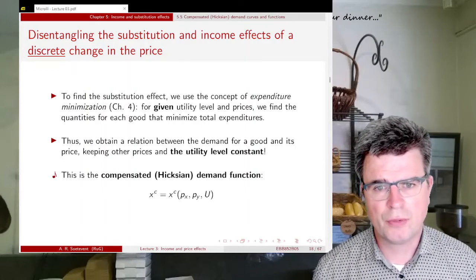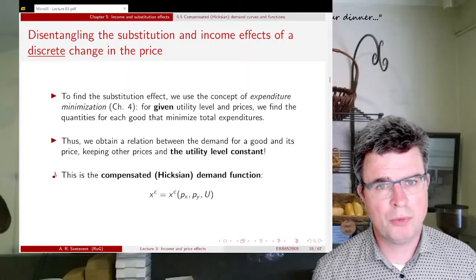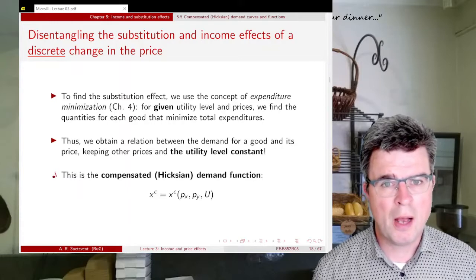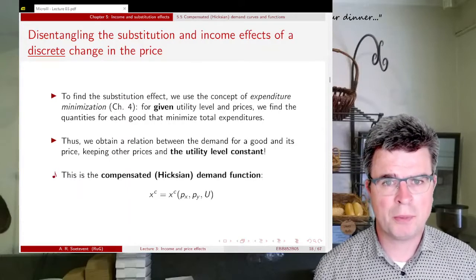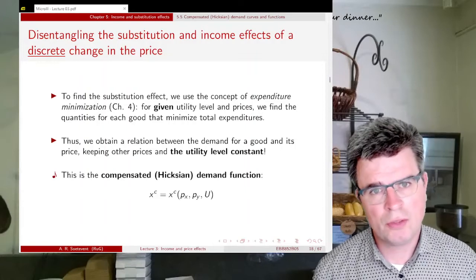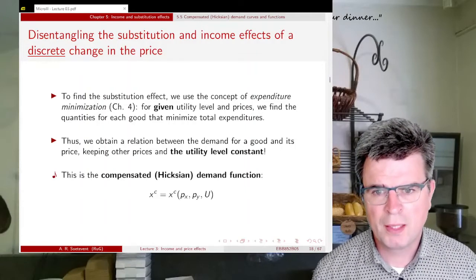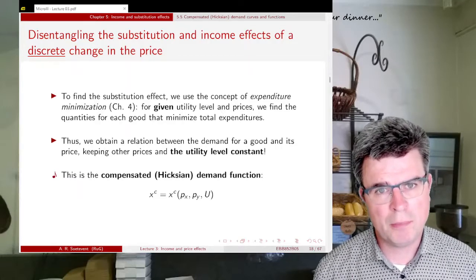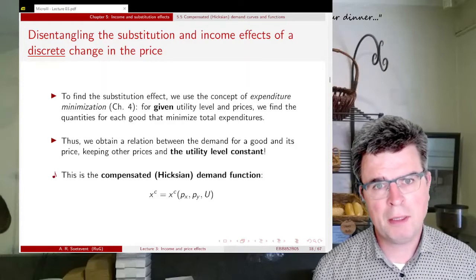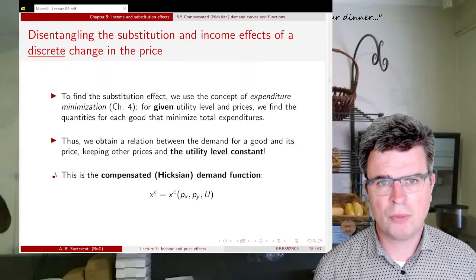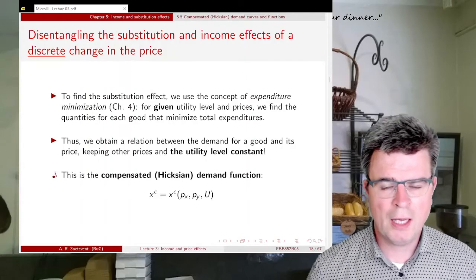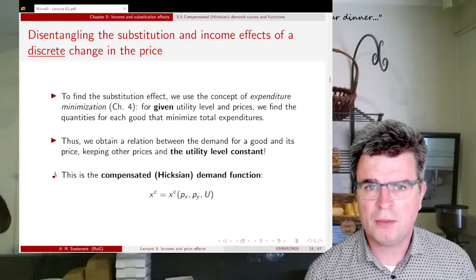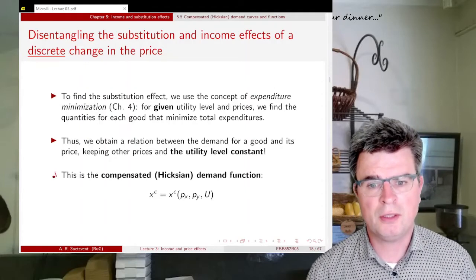So the appropriate concept to use here is the expenditure function, because the expenditure function gives us how much we need to spend given the prices of the good, and importantly, given the utility level that we want to obtain. So the expenditure function gives us a relation between the demand for a good and its price, keeping the price of the other goods and the utility level constant. And that relation is represented by the compensated demand function, the Hicksian demand function.